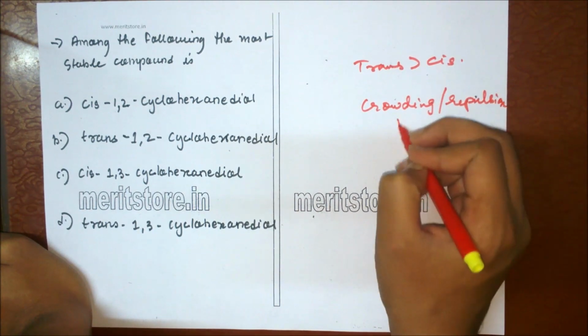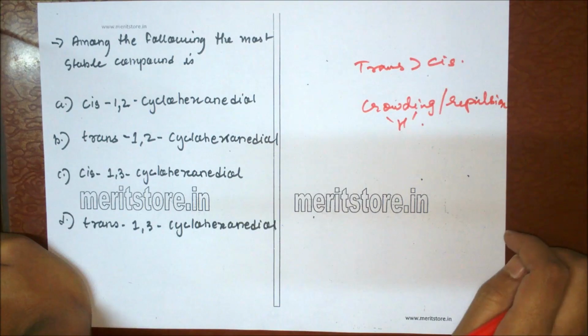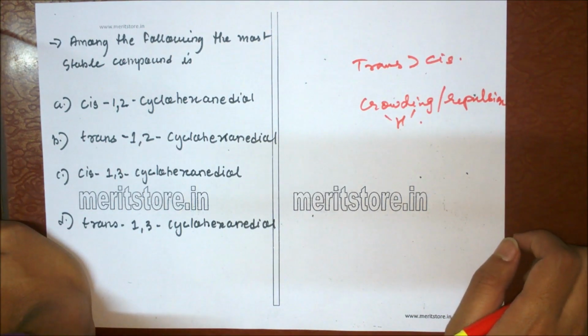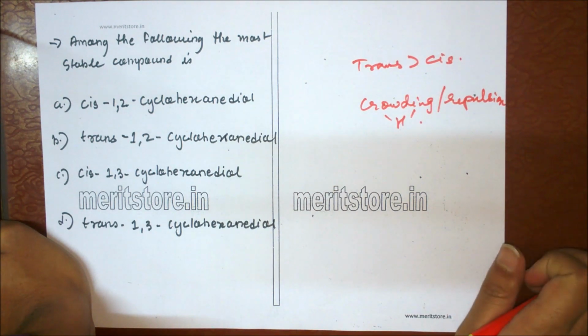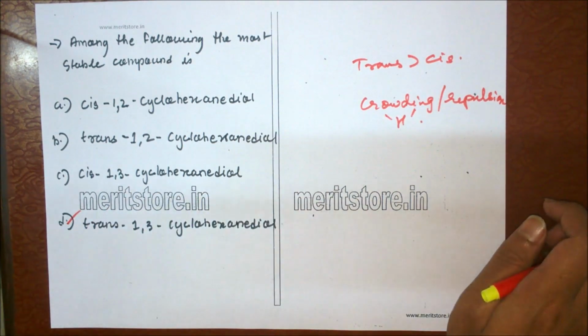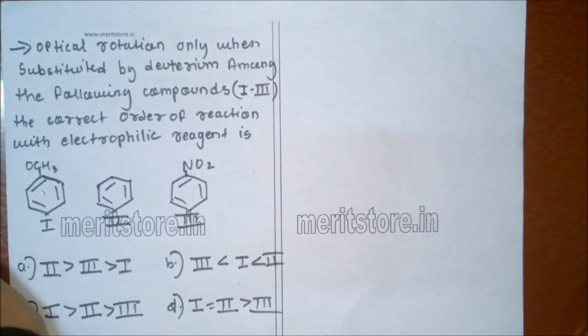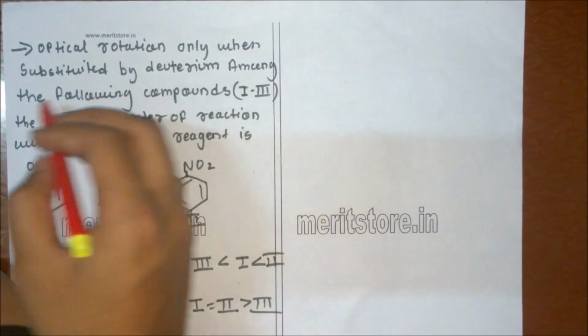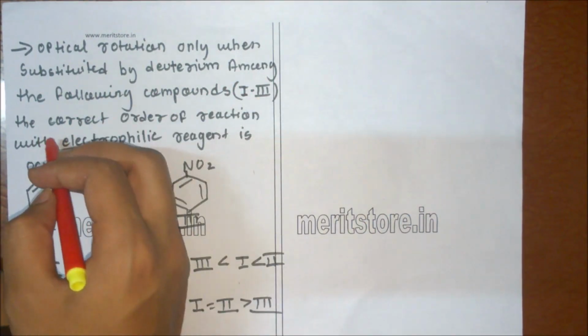Because of hydrogen group, again between 1,2 and 1,3 configuration, in 1,3 the OH groups are placed further apart to minimize the repulsion, hence the most stable is trans 1,3 cyclohexane diol. Optical rotation only when substituted by deuterium among the following compounds 1, 2, 3.